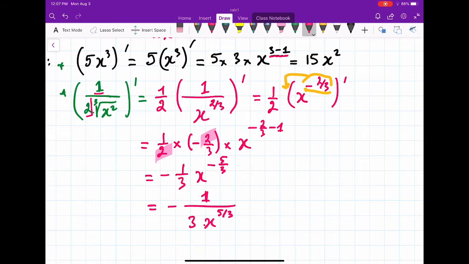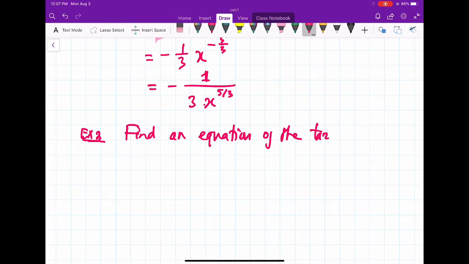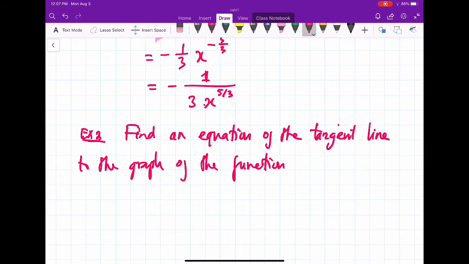Now let's solve some tangent line problems. Example 2. Let's find an equation of the tangent line to the graph of the function y equal to 3x to the 4 minus 3x plus 1 at x equal to 1.